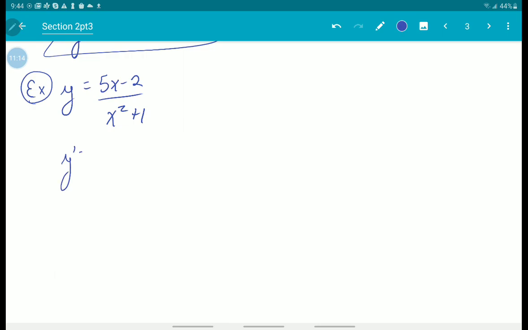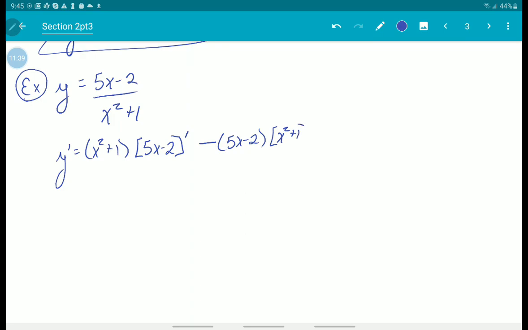So when I take the derivative, we're going to do our setup. It's the bottom times the derivative of the top. So I'm going to set it up first. Once again, this means I need to take the derivative of what's inside the bracket. Bottom times derivative of the top minus the top times the derivative of the bottom, all over the bottom function squared. So there's my setup.